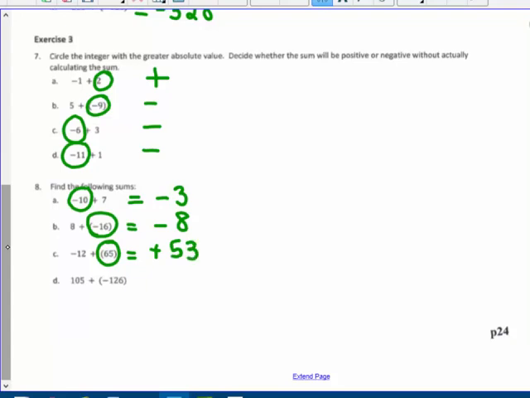I'm subtracting the numbers this time. I'm subtracting, right? 10 take away 7 is a 3. 16 take away 8 is an 8. 65 take away 12 is a 53. And the larger absolute value here in letter D is the negative. So my sum's going to be negative, and it's going to be negative 21. And that's it for today's video.